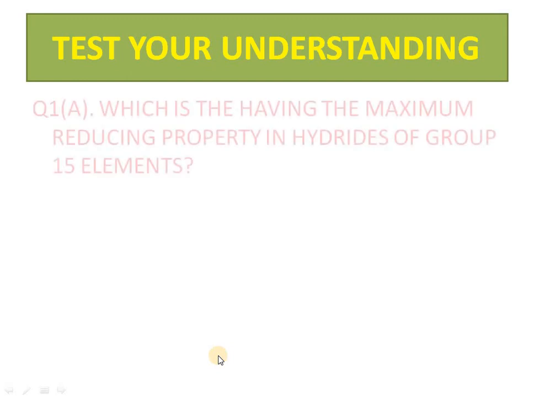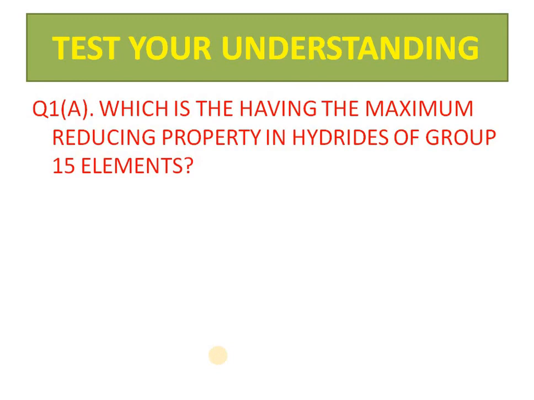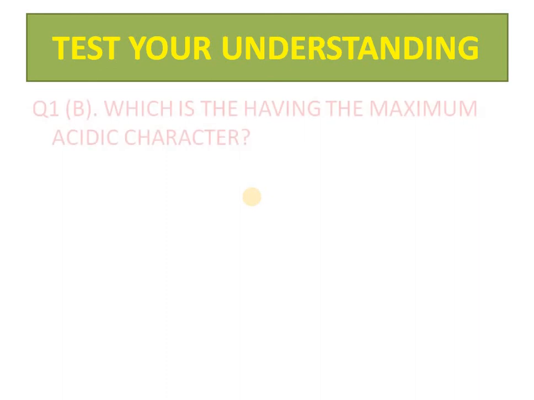Okay, let us see what we have understood so far. Which is the hydride of group 15 elements having maximum reducing property? Can you answer that? The answer is bismuthine. Down the group, thermal stability decreases and the reducing property increases. So let us take up the next question also.